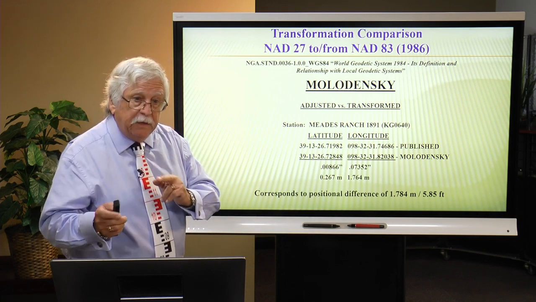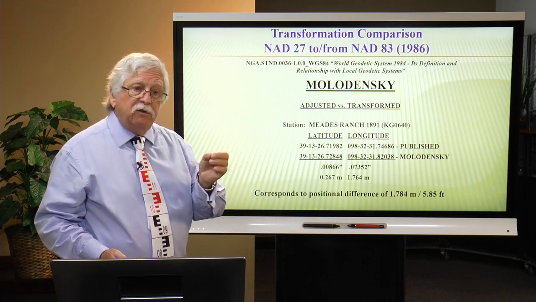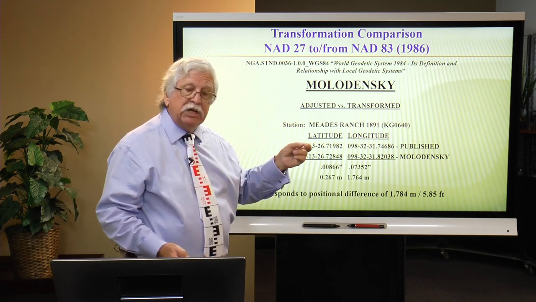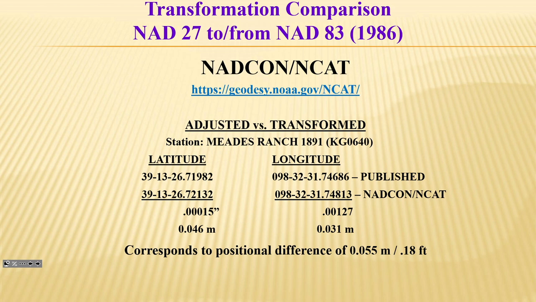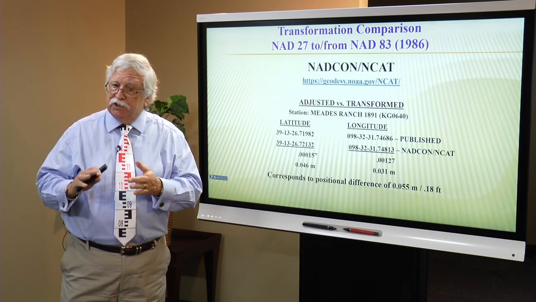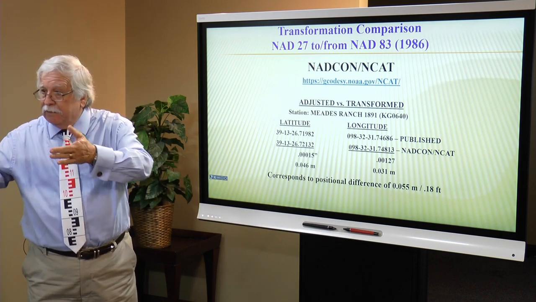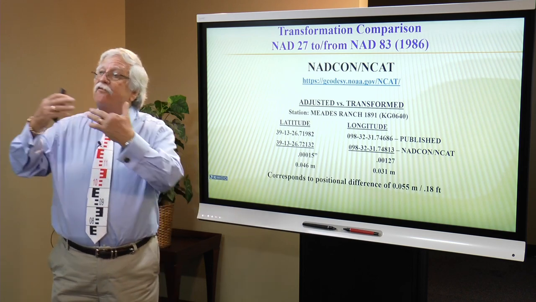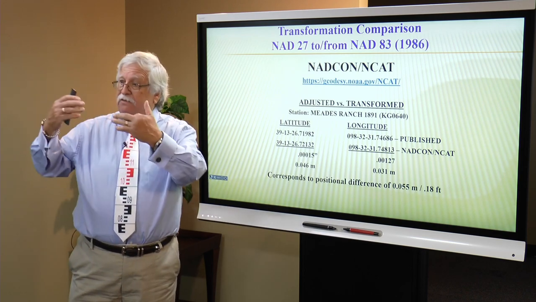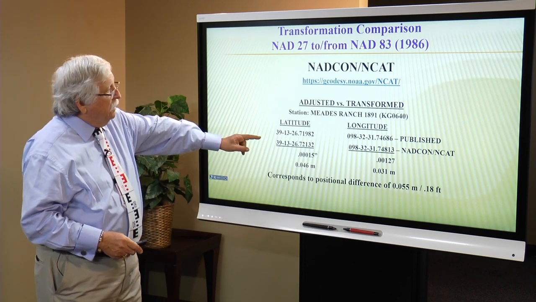I'm going to do the same thing now, only instead of using the Molodensky transformation, I'm going to take that coordinate for Meade's Ranch and I'm going to run it through the NADCON program provided by NGS. Again, the same station, Meade's Ranch. I have its NAD27 published position. I run that through the utility, NADCON or NCAT, right? It now gives me the transformed value, the predicted value of the NAD83, and I now compare that with the published.